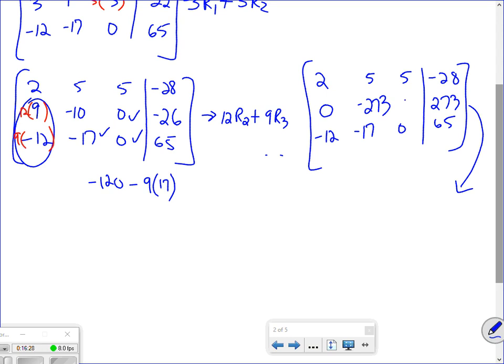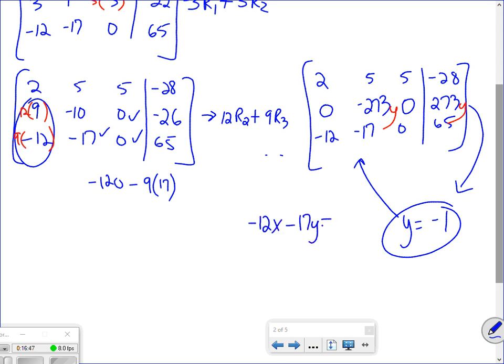So remember, these two are going to be zeros right there. So if I put my y back right here, I have just figured out that y equals negative 1. So let's go back and fill some stuff in here. This one says that negative 12x minus 17y equals 65. So I'm going to put my negative 1 in there. So I get negative 12x plus 17 equals 65. So negative 12x equals 65 minus 17, which is 48. All right, so x equals negative 4.